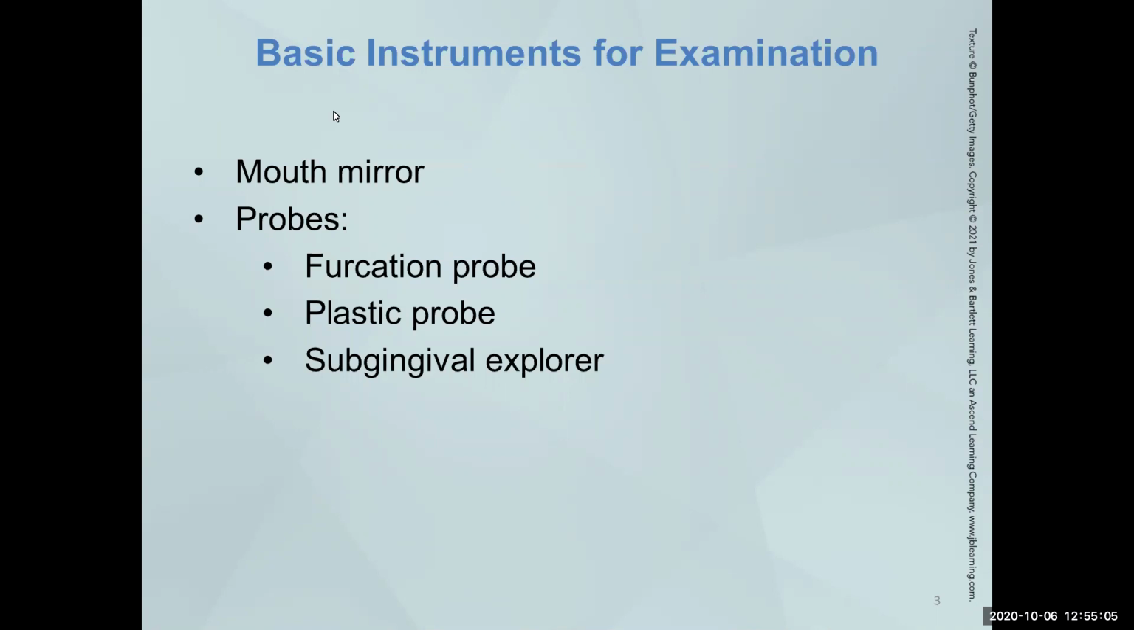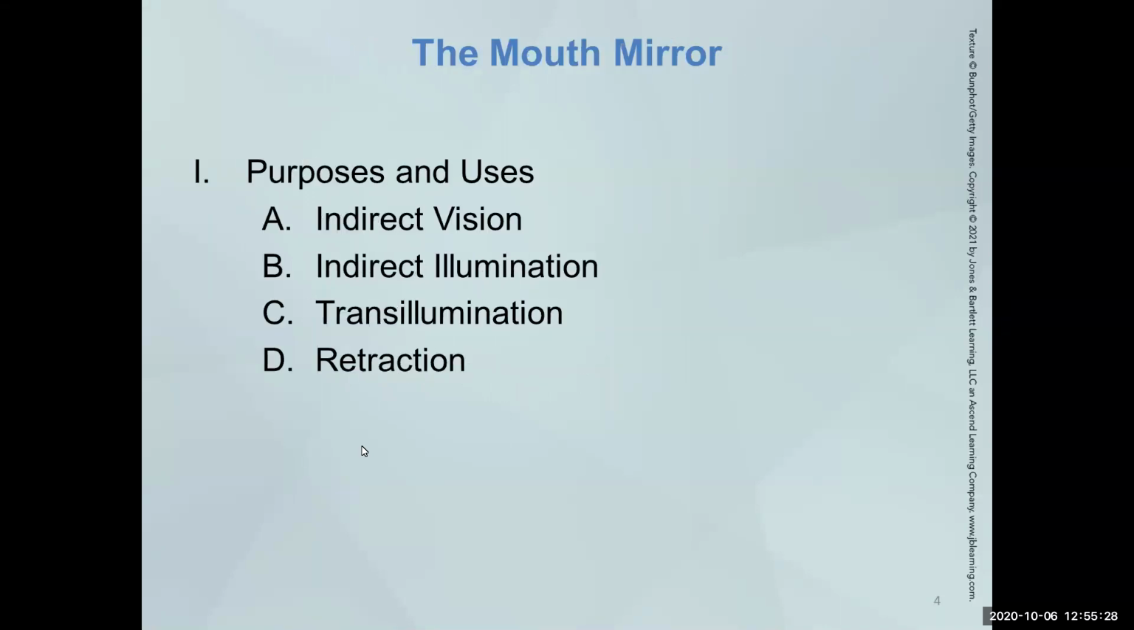Mouth mirror, probes, your Nabers probe or furcation probe. This is saying a plastic probe because you don't know if your patient has implants or not. And a subgingival explorer, like your ODU explorer. We usually don't have both explorers in a kit. Mouth mirror, you know the uses.